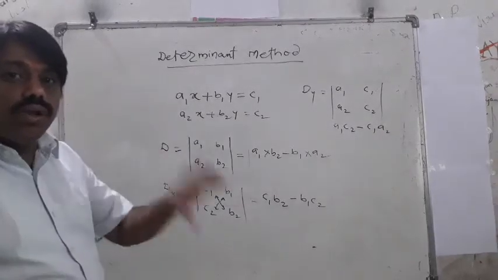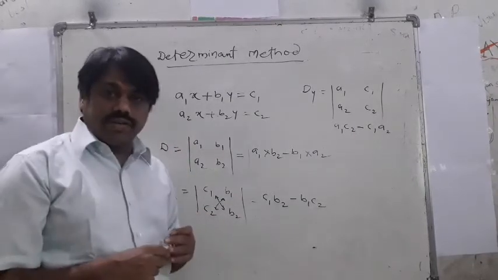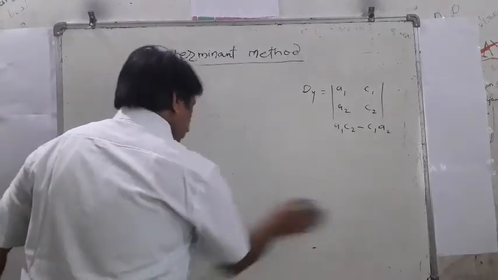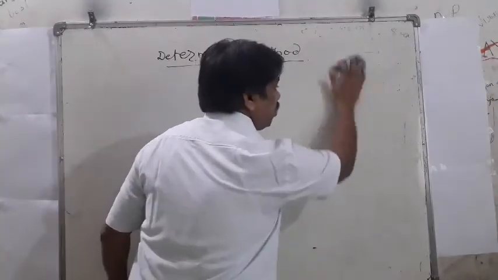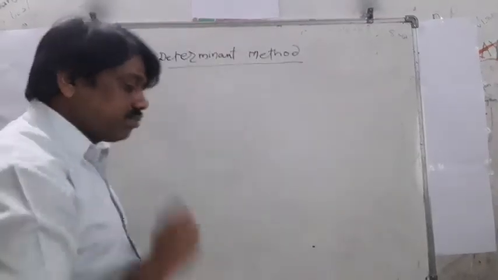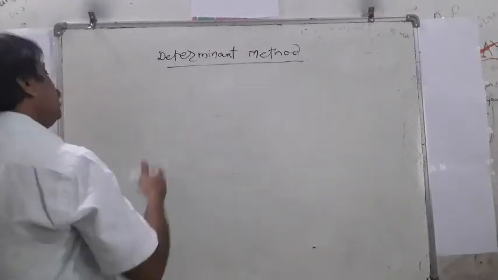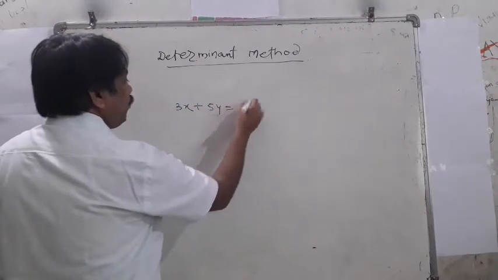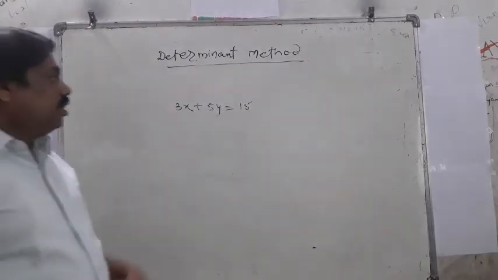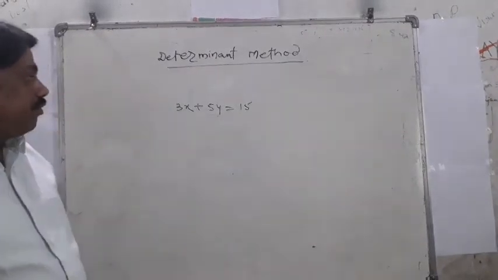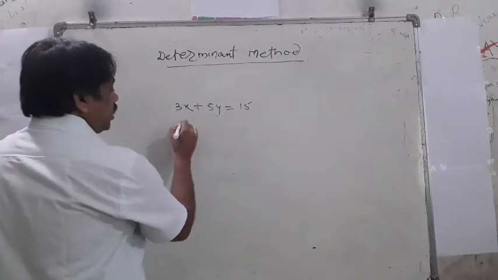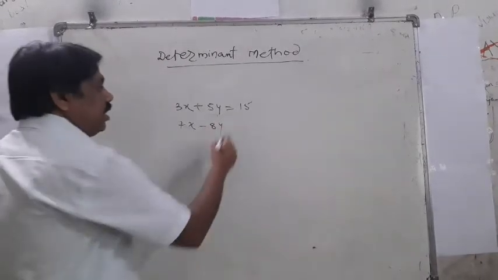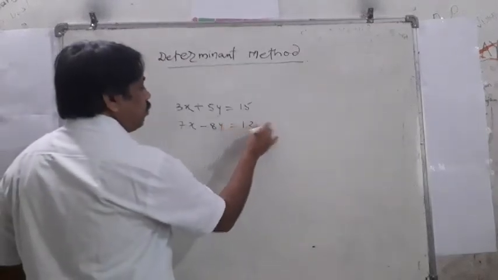Then we are going to take examples for finding the solutions of simultaneous equations. Now we are going to take two examples, put the values there, and solve the equations. Suppose the first equation is 3x plus 5y is equal to 15, and another equation is 7x minus 8y is equal to 12.